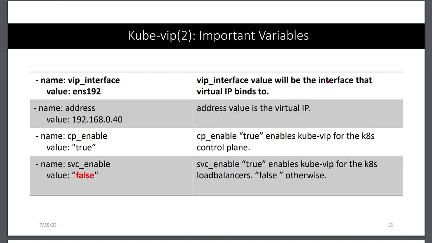So basically, if you make it true, it will make your Kubernetes cluster API endpoint highly available. And if you change it to true for service enable, it'll make all of the load balancer services within your Kubernetes cluster a part of the Kube-vip. So the Kube-vip will assign an IP to the load balancer if you set it to true. But here, I'm not using it for load balancers. I'm using it for control plane only. So I'm setting it to false. Okay. So after you do that, you just kubectl apply the file.